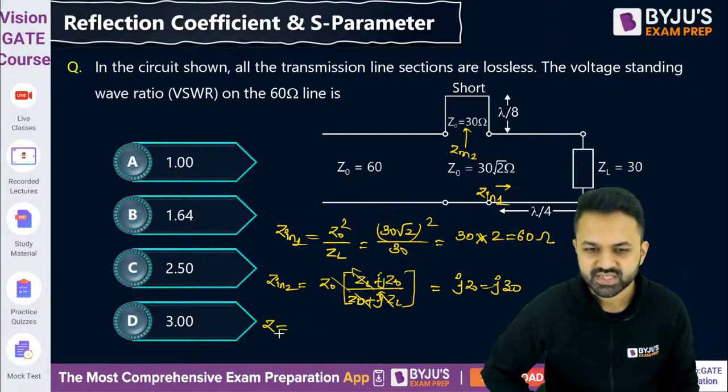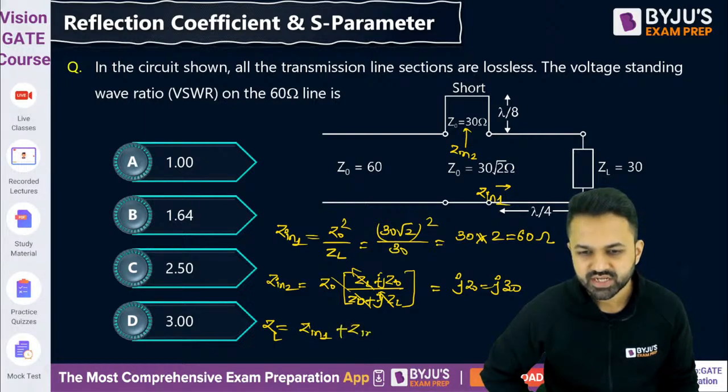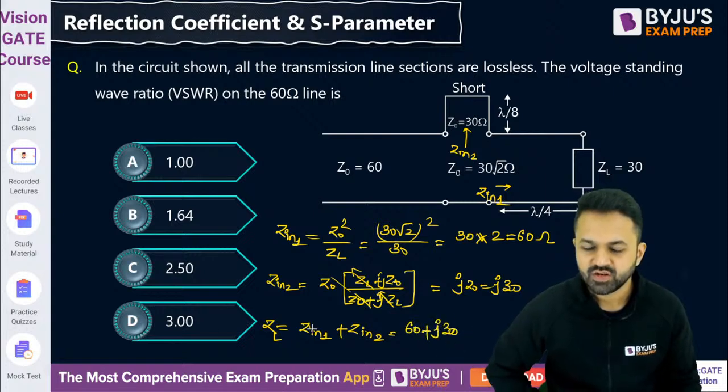So the overall Z load is the series combination Z in 1 plus Z in 2. So these two are connected in series. So we are having 60 plus j30. Okay, so this is the load impedance.